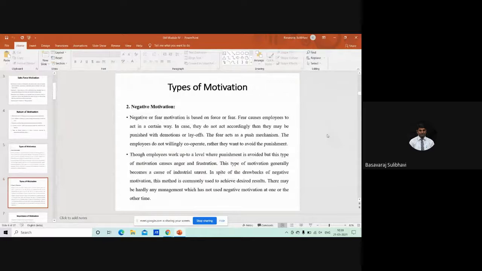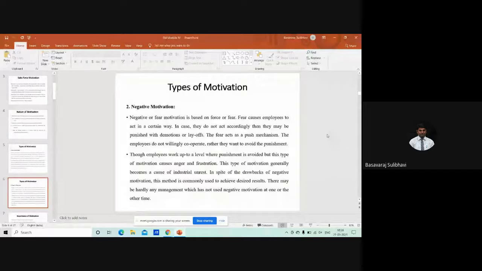So the employees here, especially, as I told you, do not willingly cooperate with the sales manager, or maybe among the team, or rather they want to avoid the punishment. So those people will be escaping from the job, escaping from the punishment, okay. And then employees work up to a certain level where punishment is avoided, but this type of motivation causes anger and frustration among the employees.